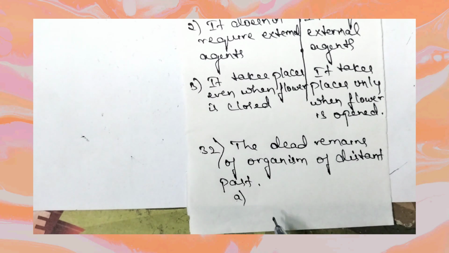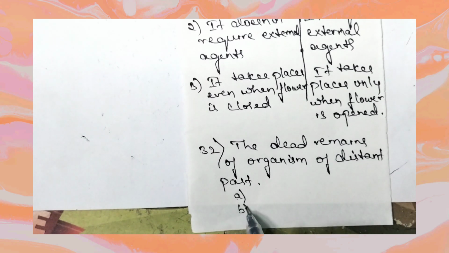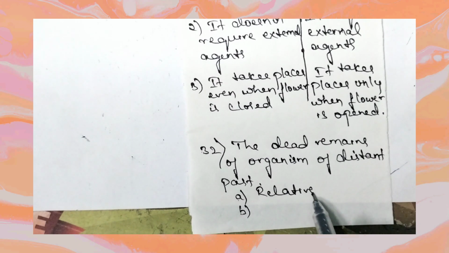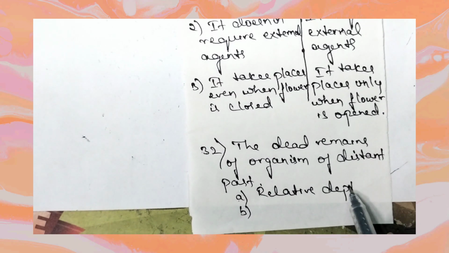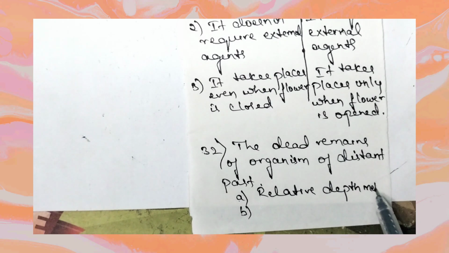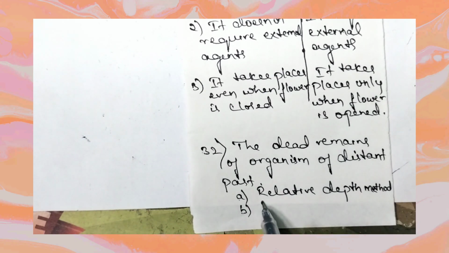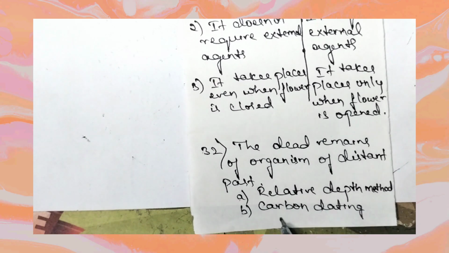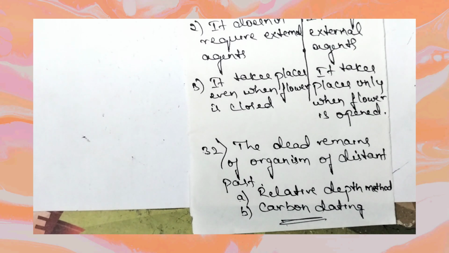Then what are the methods used to measure the age of fossil? The first one is called relative depth method and the second method is called carbon dating. So these are the two methods used to find the age of fossils. Now in that one only internal choice question is there. Let us move for that internal choice question.